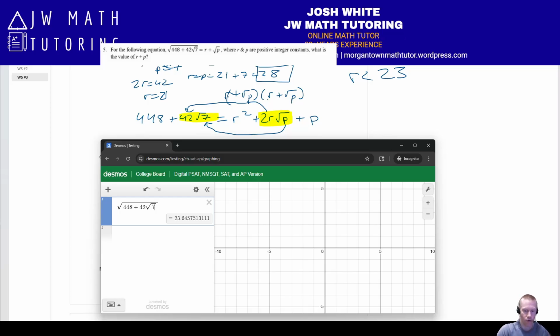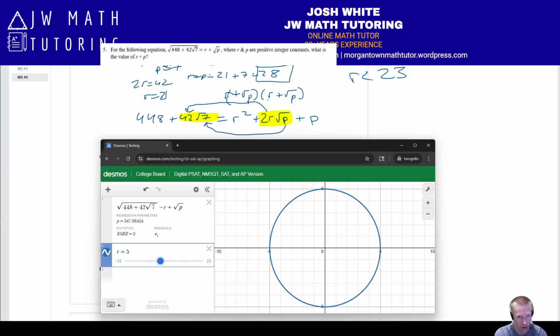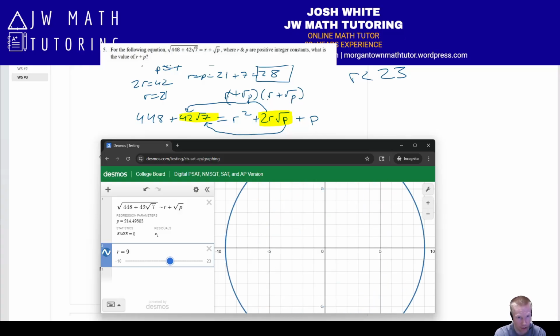So basically, we take this expression and we do a regression. And now I'm going to set a slider for r. I'm going to start at 1. I'm going to set the step value to 1 because both of these are integers. And I'm going to slide it up to 23 and see where I have a pair of integer values. So really what I'm looking at is the p-value in the regression.